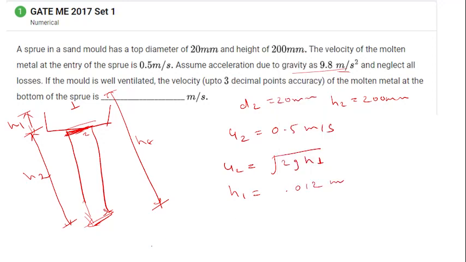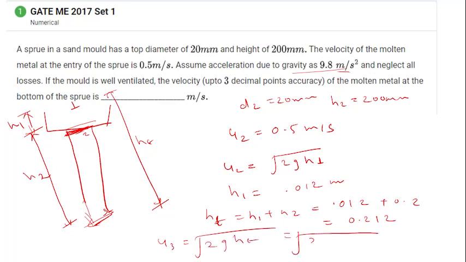0.012 meter. Now your H total is H1 plus H2, so it will be 0.012 plus 0.2, which is 0.212. Then your U3 will be under root 2 g H total, which is 2 into 9.81 into 0.212. So it is coming as 2 point something meter per second.